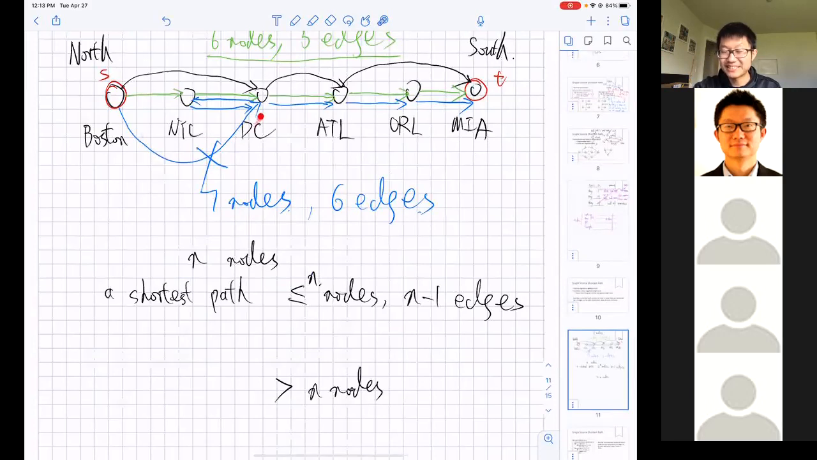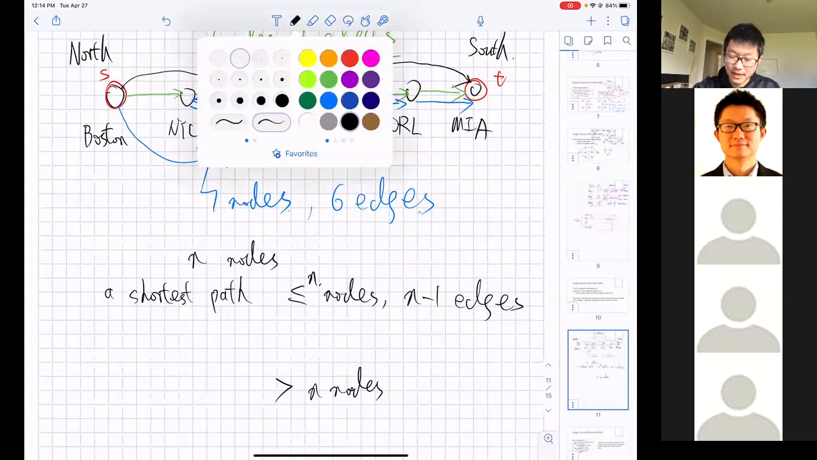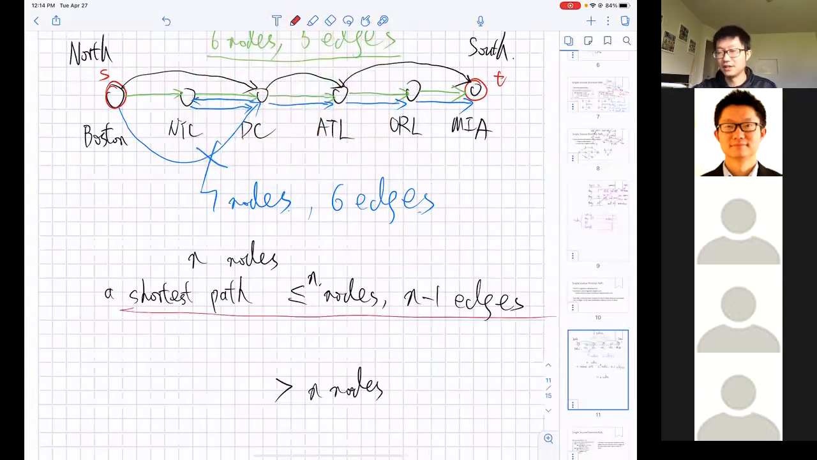It means that we repeatedly visit the same place twice, and it means that we have to make a cycle and waste our time in that cycle, like what we do over here. We repeatedly visit DC twice, and we waste time over here. So if we are given a graph with n nodes, then a shortest path can have at most n nodes and n-1 edges. Okay, this is a little bit mathematical, but if you don't understand it, it's fine. Just keep that in mind.